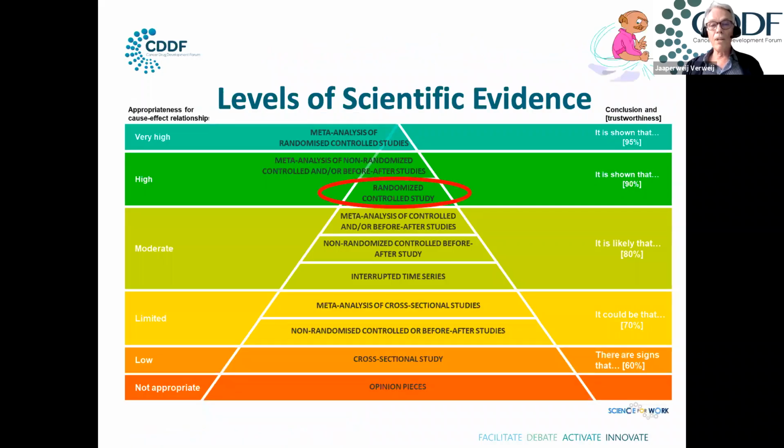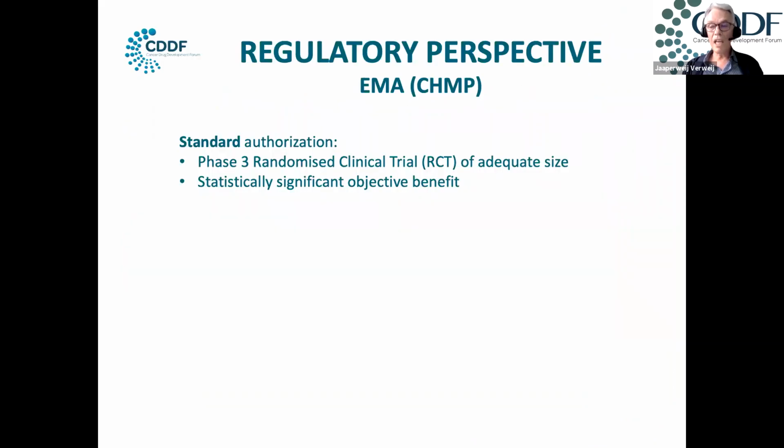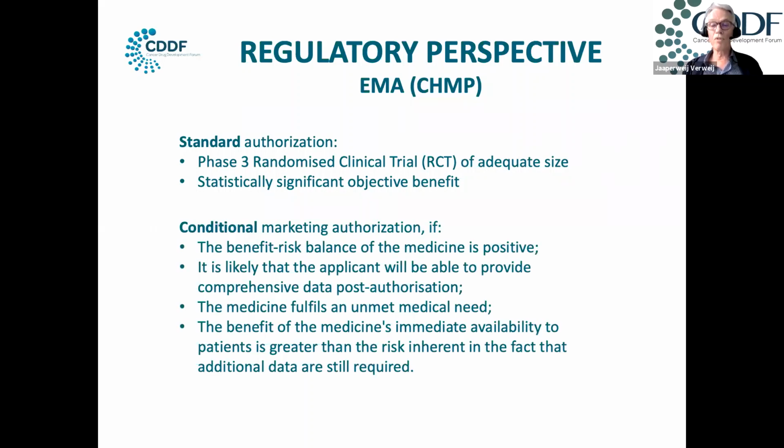So we need that randomized controlled study, and it should be a phase 3 study of adequate size, otherwise the regulators will not take it. They will accept any evidence that comes from a phase 3 study. They will give conditional approval sometimes if they think there is a high unmet medical need, and if the balance between risk and effect is positive. But that's usually a conditional and temporary approval and needs to be confirmed in a randomized controlled phase 3 trial.